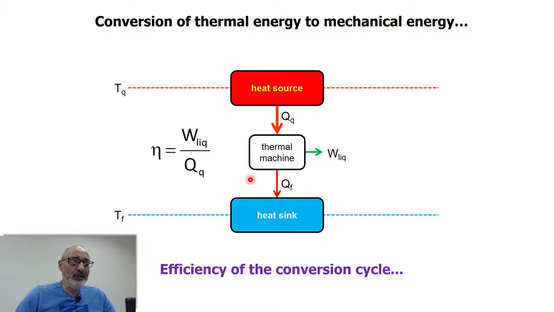And the definition of this conversion, we're going to define by eta equal to the surplus exergy divided by the amount of heat that I drained from the heat source, okay? Think in terms of a power plant. This is the electricity injected in the grid from which we obtain revenues, and this is proportional to the consumption of fuel, okay? So this is the definition of the cycle efficiency, okay?